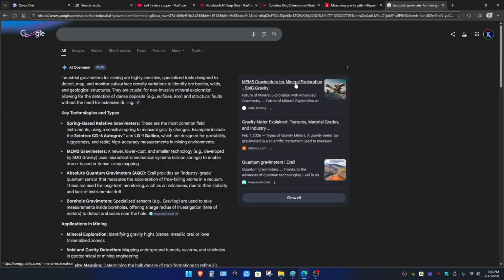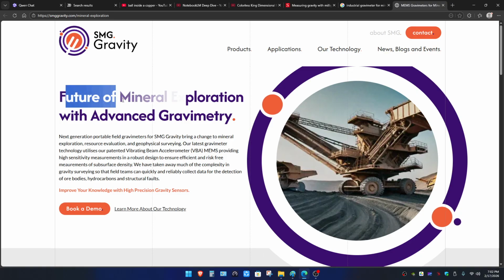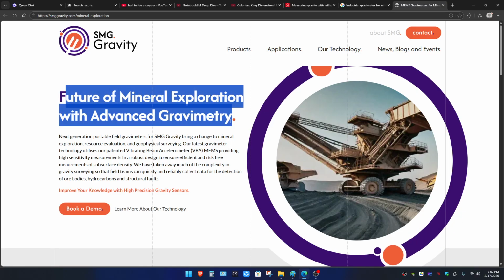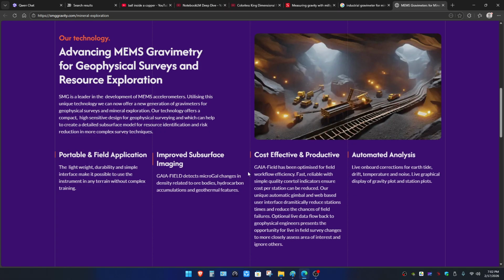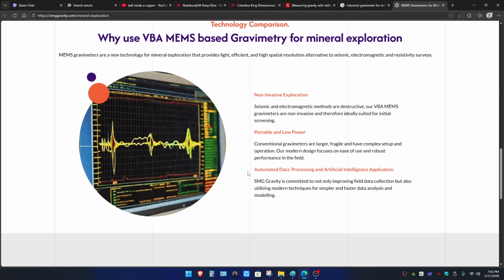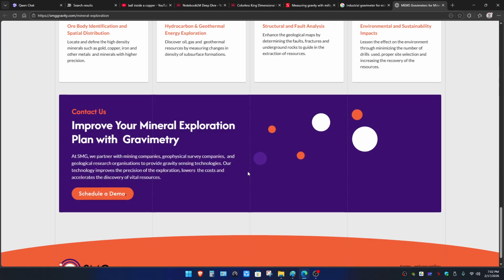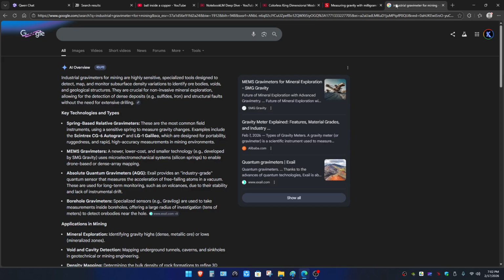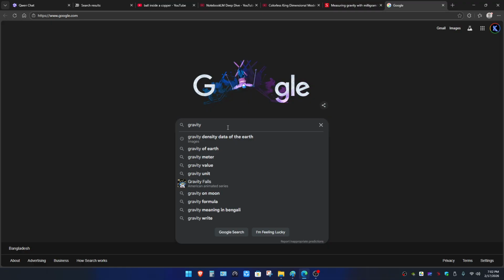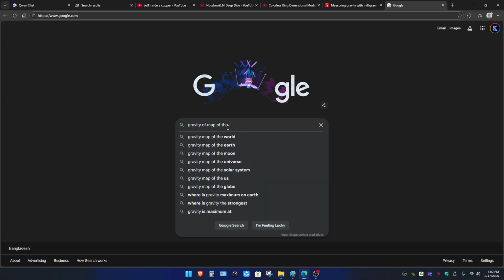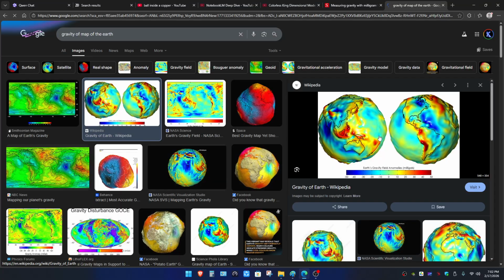MEMS gravimeter for mineral exploration, SMG gravity. Okay, so this is basically the future of mineral exploration with advanced gravimetry. So they use a machine that detects an acceleration rate to determine what type of mineral can be found there. So this is an important topic, and I already showed you the gravity map of the Earth.